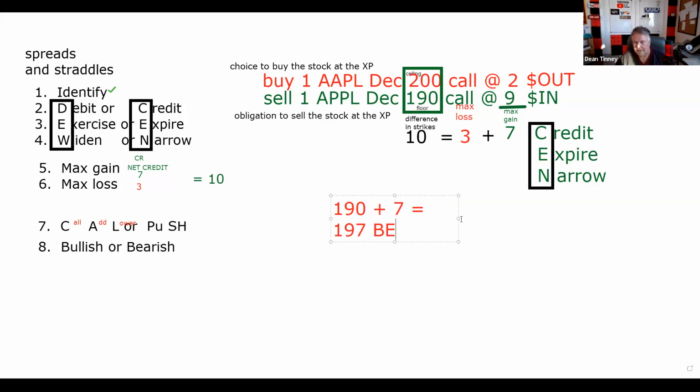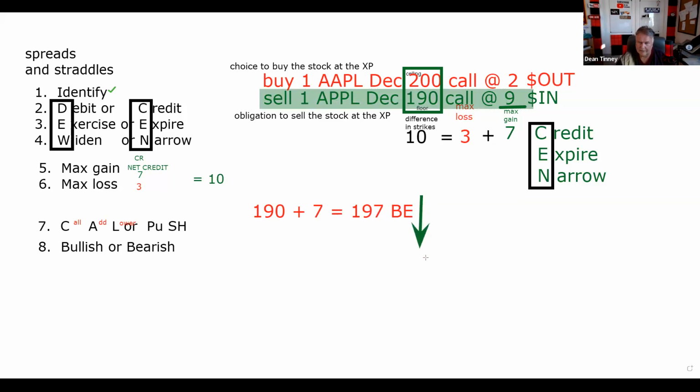And then the last thing we have to be able to do is determine bullish or bearish, a test question. The larger premium dominates the position. The larger premium dominates the position. So the larger premium here is the 190 call at 9 that we're short. And so, test question, this is a bearish spread.